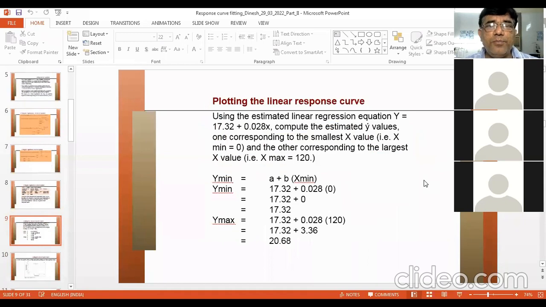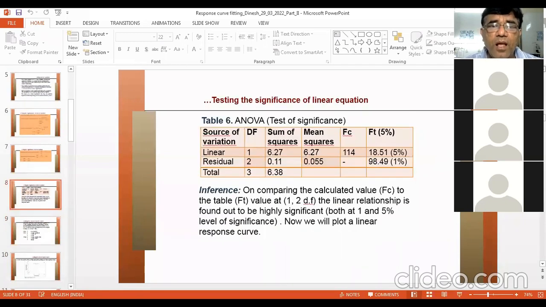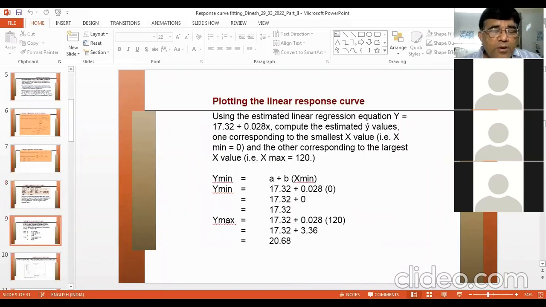So now you need to plot the linear response curve. You have made the equation, and you have also found that the equation is significant. Then you can plot it. You can represent this equation in the form of a curve or a line or graph. We call it graphical representation. So now you want to plot it: plotting the linear response curve.